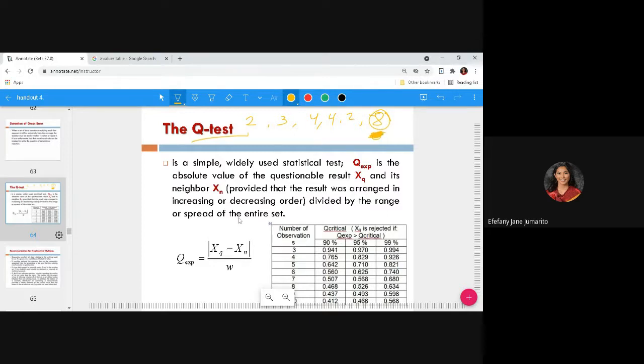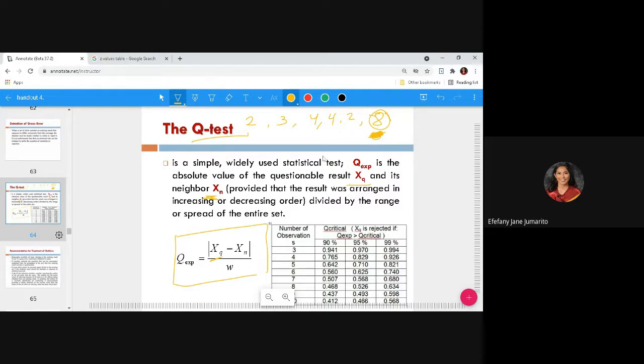Okay. So, for that we will use the Q test. XQ is the questionable result. So your questionable result in this data will be 8 minus the neighboring result, with the results arranged in increasing order. Okay, arrange in increasing or decreasing order. So we have this one.